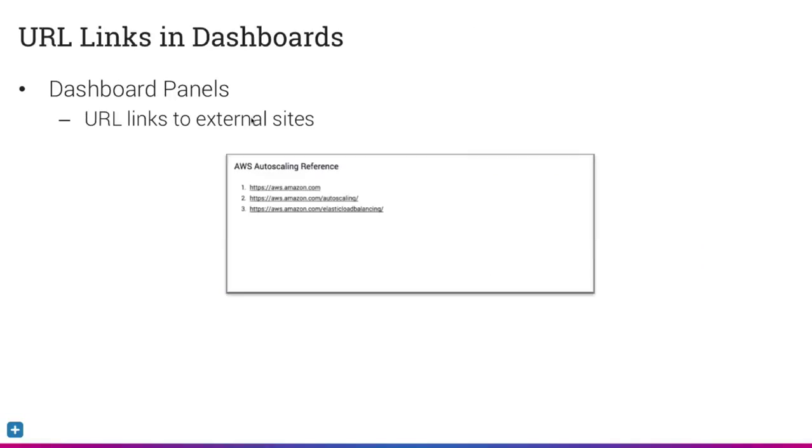Another feature we've included is the ability to add URL links in dashboard panels, so you can link to an external site. As you can see, here is an example of a panel, and I'll show you how to do this shortly. Here we have 3 links referencing AWS resources for auto-scaling. It's useful to include extra references, any kind of links or extra information that might be pertinent to a dashboard that you might have.